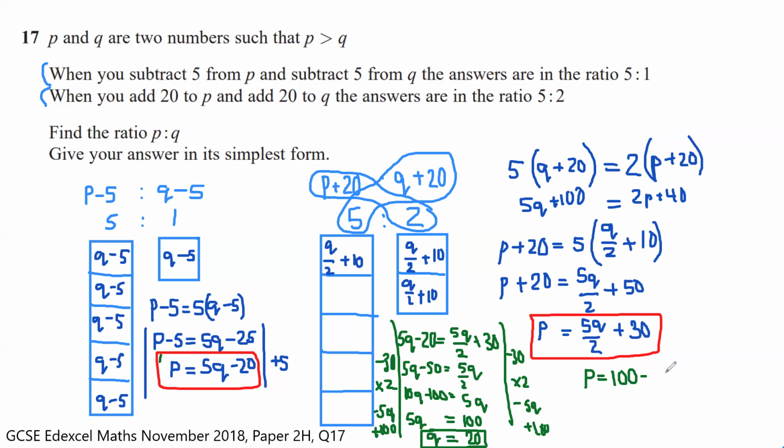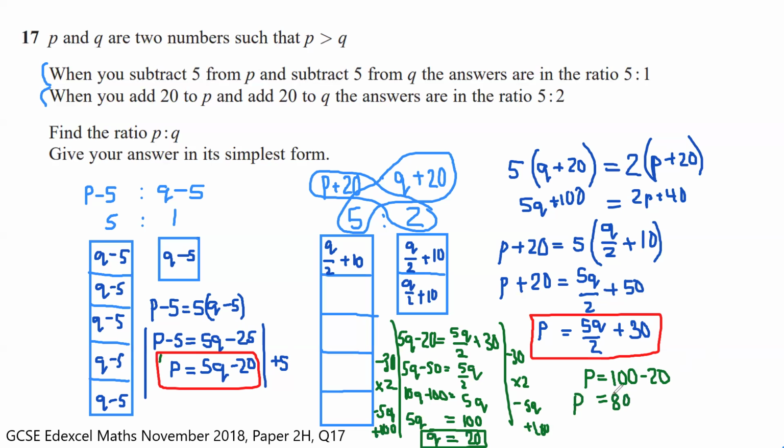Take away 20. So I'm using this equation over here. I'm substituting my q equals 20 value into here. So I'm doing 5 times 20, which is 100, take away 20. So then my p value is going to be equal to 100 take away 20, which is, of course, 80.